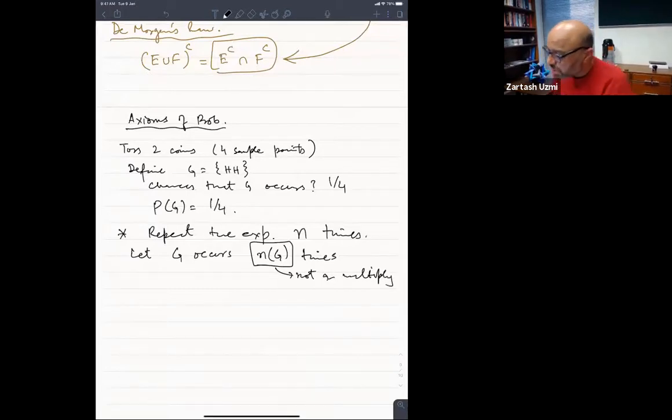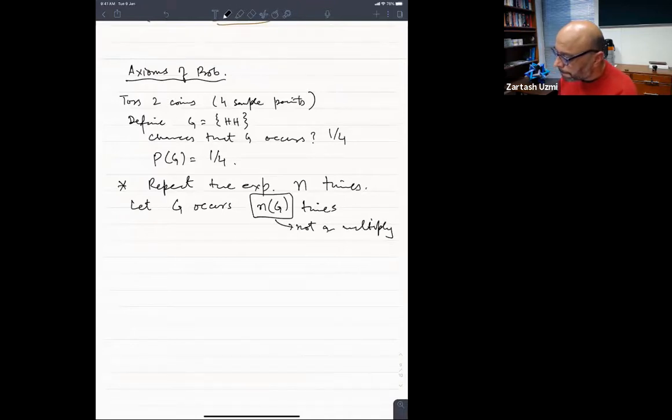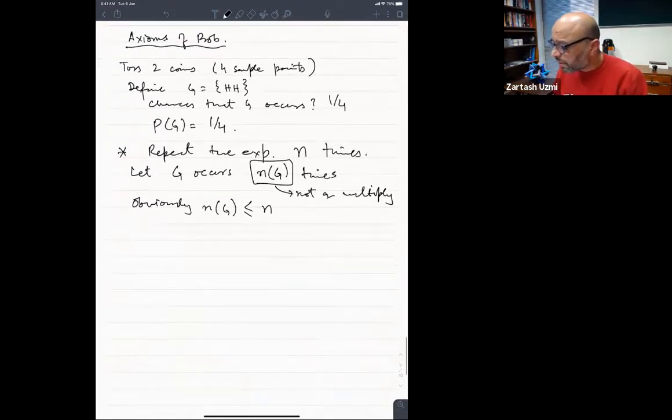This is n G, you know, function of G. Okay. कुछ और भी कह सकते हैं इसको, जो भी आप कह लें, if this notation is confusing. Obviously NG जो है वो कितनी दफा G अकर करेगा? Has to be less than equal to n. Obviously जितनी दफा एक्सपेरिमेंट किया उससे ज्यादा दफा तो आपका G अकर नहीं कर सकता ना. अगर हर बार भी अकर करे तो इक्वल हो जाएगा.